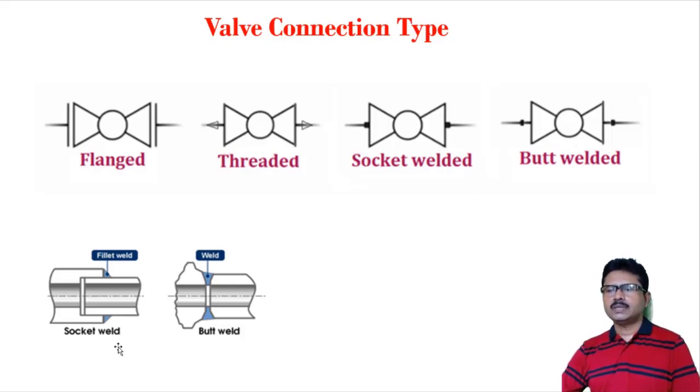Now here is a figure I have shown. This is socket welded, meaning the pipeline is inside the valve body, and this is butt welded, meaning the diameter of these two parts is the same.